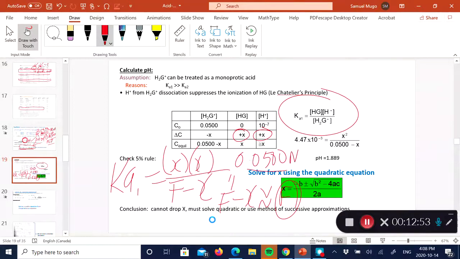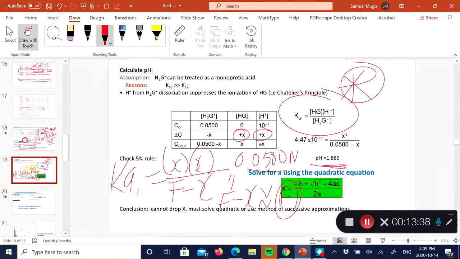which is 0.0500 molar. Of course, we are making this assumption by saying that the 5% rule, or the percent dissociation, is not that significant. What you get here is a pH of 1.889. If the 5% rule doesn't hold true, and in this case I'm confident it will not hold true, then you have to solve the quadratic equation, which is again fairly straightforward using the quadratic formula, which is shown here. I hope that's clear.